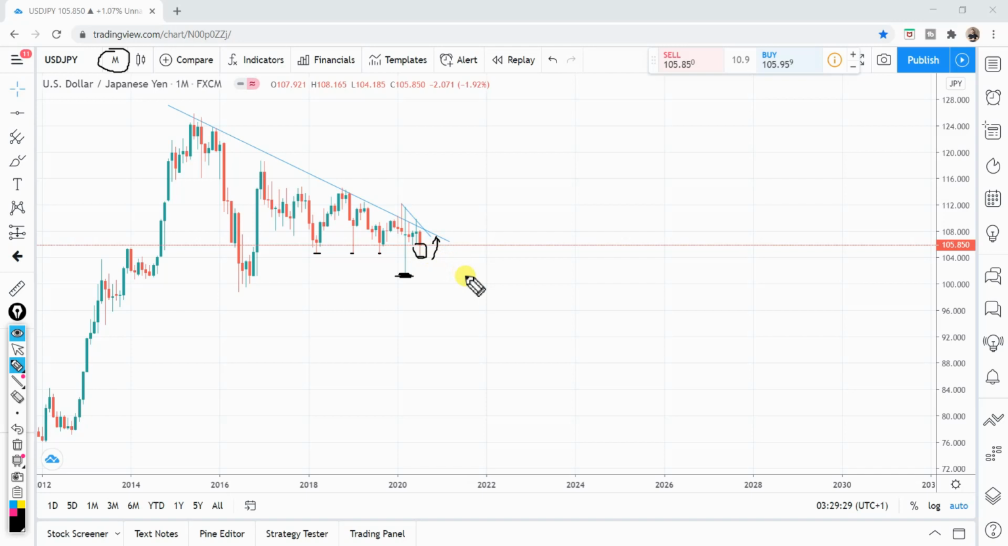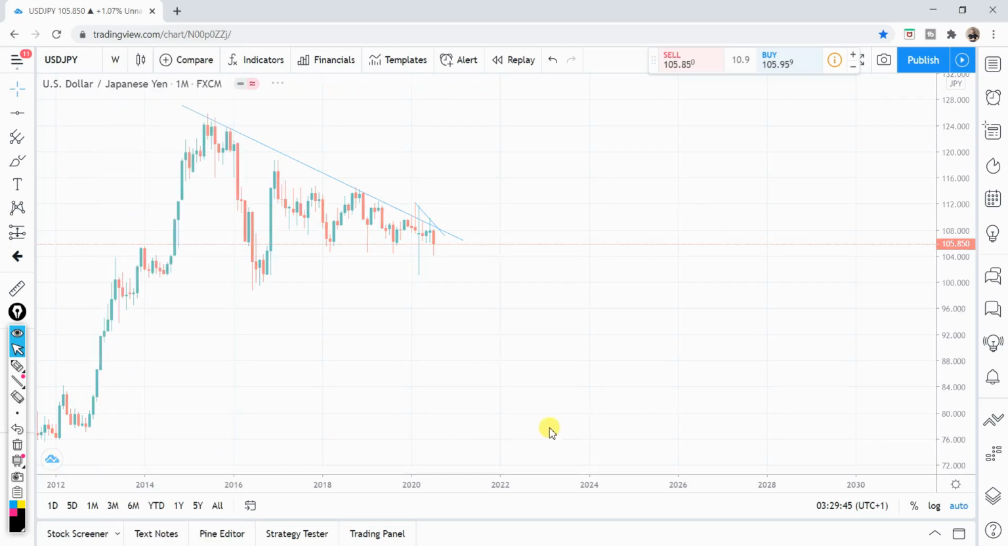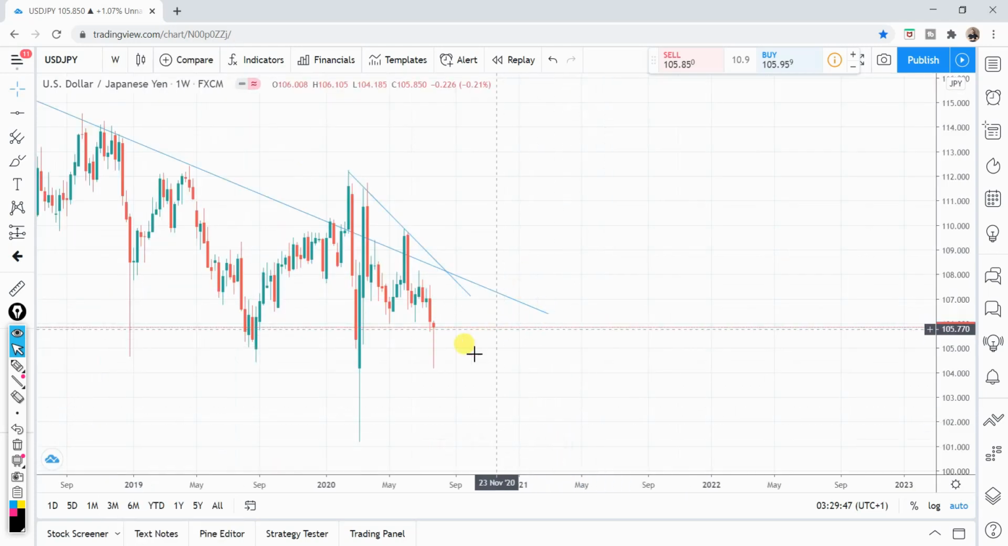So we need to just figure out when is the right time to get in, and whether the price will want to come down and decide to take out this low. Okay, let's go to the weekly time frame and see what we have on that.